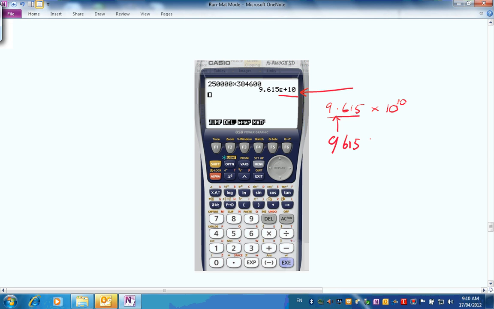9615. That's 3 places. 4, 5, 6, 7, 8, 9, 10. That's how big this number is. If you're writing this answer down yourself in your book, you should always use the standard mathematical form, which is this one up here. We shouldn't use the calculator language of e to the plus 10, like the calculator does, but we can use the regular standard mathematical form of 9.615 by 10 to the 10.